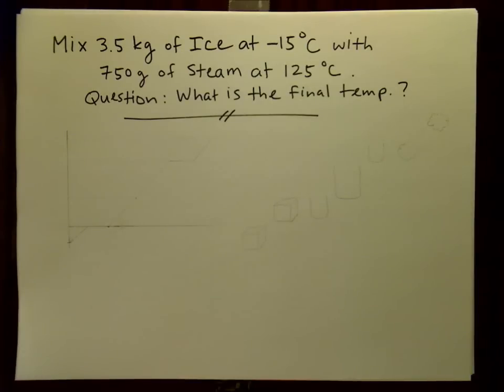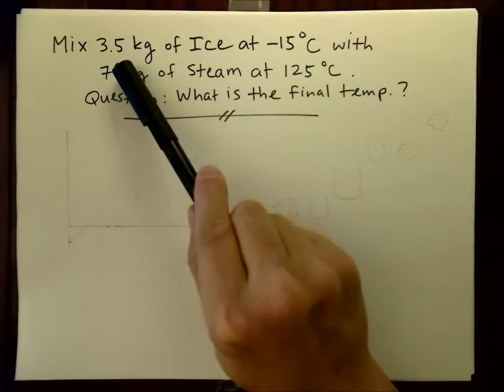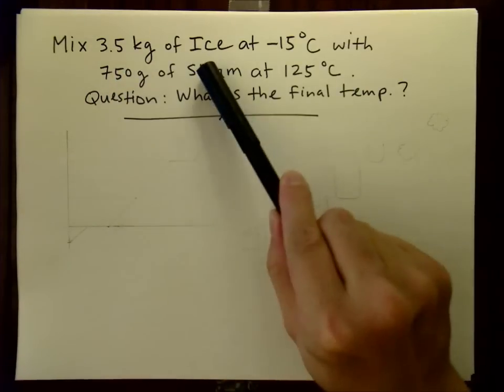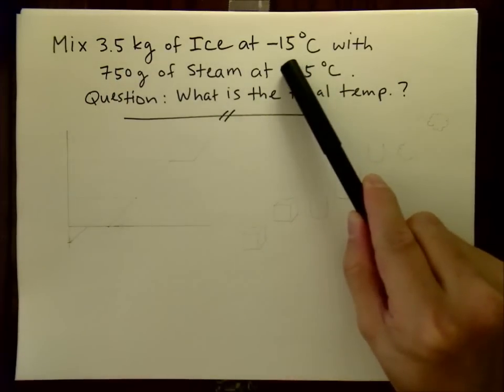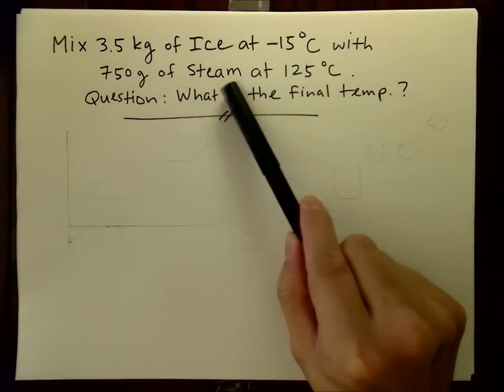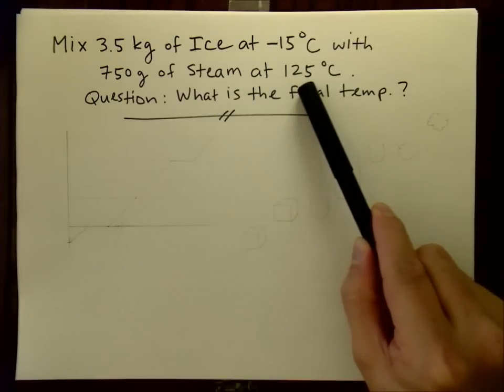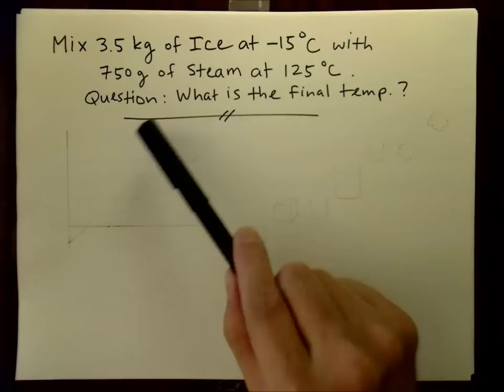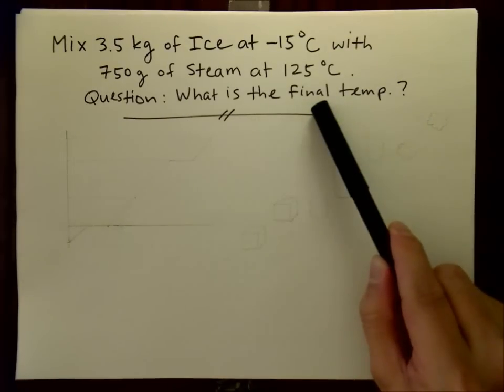Welcome to the heating and cooling curve extra tutorial example question. Here we have a question where we're going to be mixing a 3.5 kilogram piece of ice supercooled to negative 15 degrees C with 750 grams of steam superheated at 125 degrees C in an isolated system. The question here is, what is the final temperature?